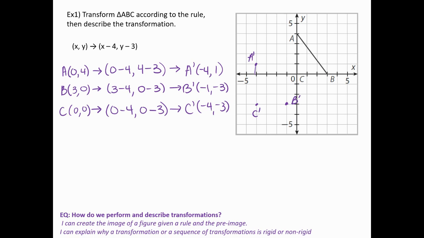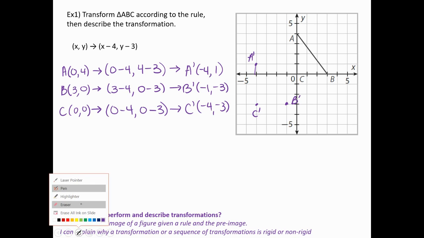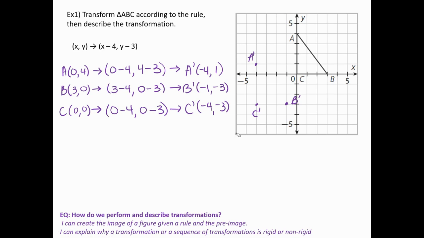And then, of course, I would connect the dots. Hopefully, we'll see how good I can do at connecting the dots. Try that one more time. And that gives us our new location. All right, so the first part of our directions here were to transform the triangle, which we did. We moved it. We finished the transformation.